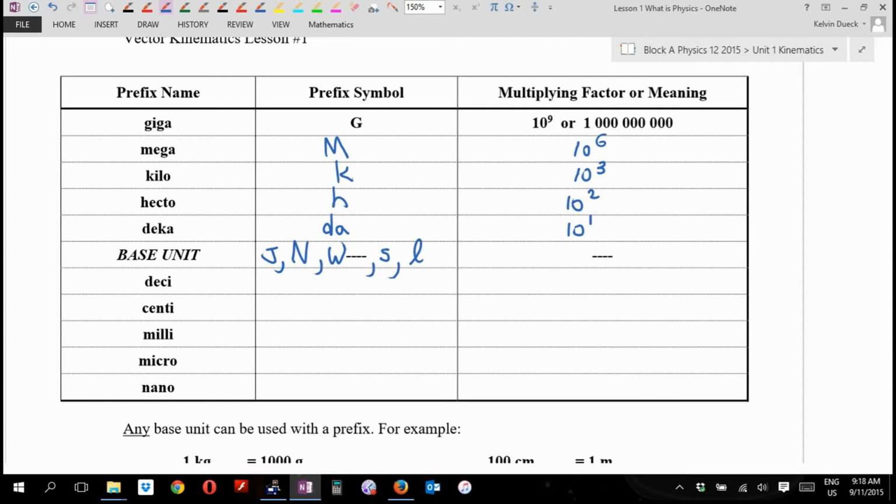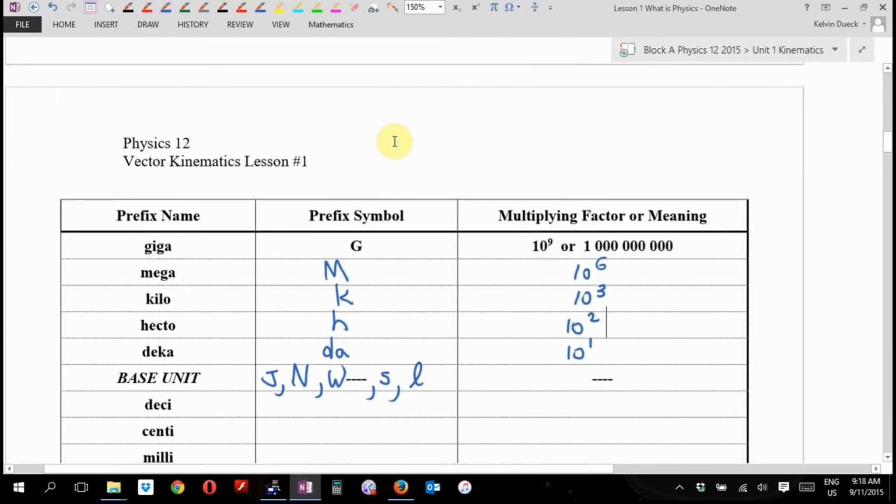Oh, another little aside, by the way, for my Europeans versus my North Americans, and if you haven't figured out by now, you're going to get a lot of this in my class.